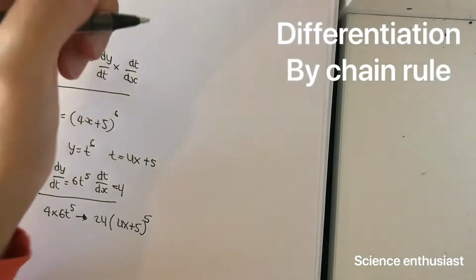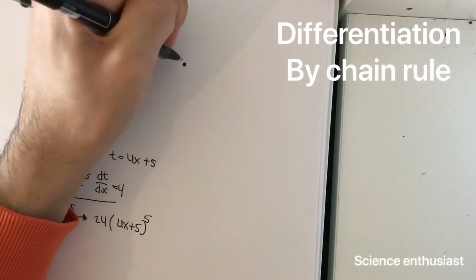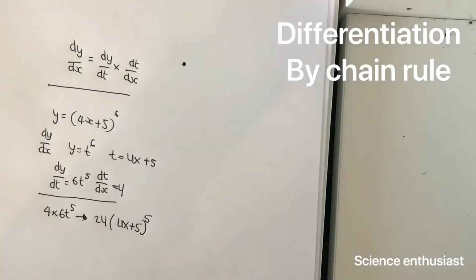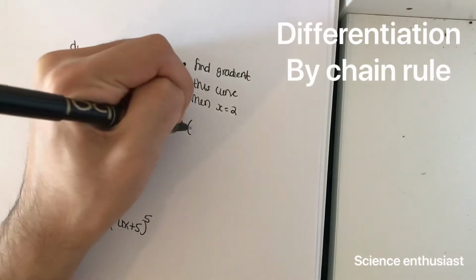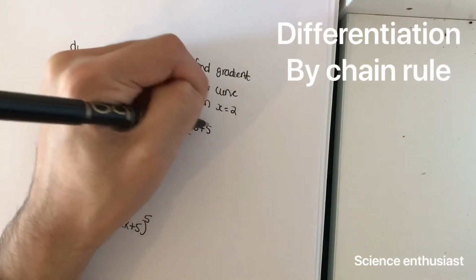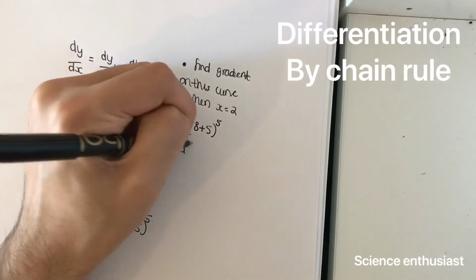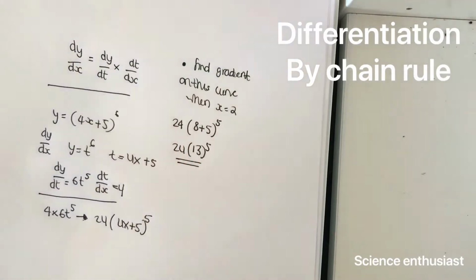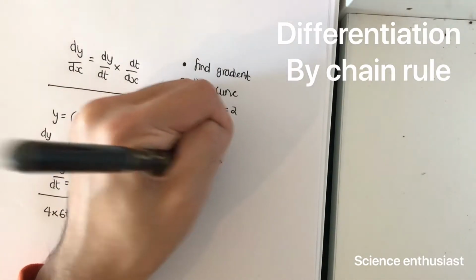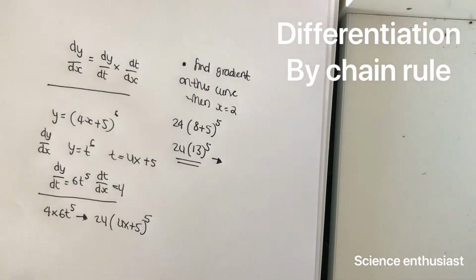So this can be taken further. If we're asked to find the gradient at a specific point on a curve, for example, to find the gradient when x equals 2, what we would do is substitute in 2, so 8 plus 5, to the power of 5, so 24 times 13 to the power of 5. And the answer that we'd get from this would be the gradient at the point on the curve.